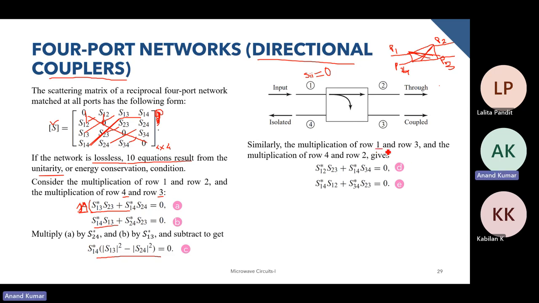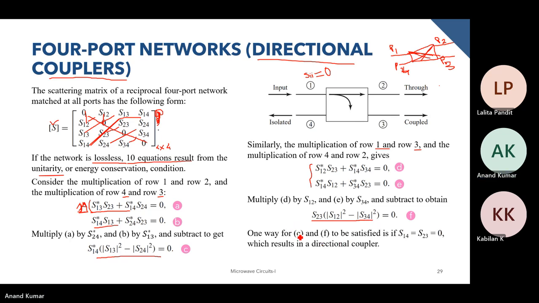Similarly, if we do multiplication of row 1 and row 3 and row 4 and row 2, we get these two equations. And if we simplify them, again, we get this expression over here. One of the ways by which these two equations are true implies that either S14 and S23 are zero, or we have to make sure that these terms become equal to zero. So if we have this condition true, then we achieve what we call a directional coupler. So we are assuming that this is true, and this ends up with the directional coupler.